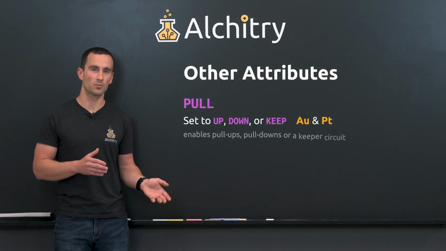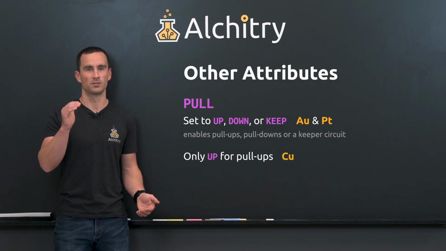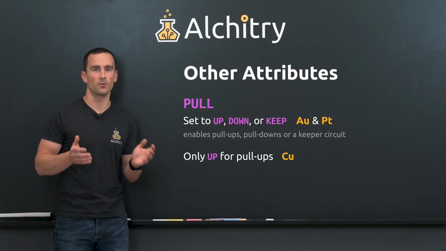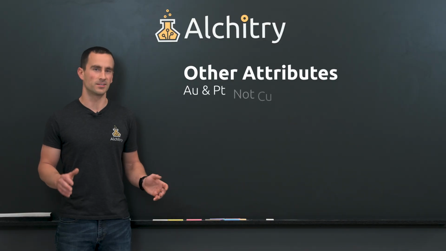The pull attribute can be set to up, down, or keep on the AU or PT to enable pull-ups, pull-downs, or a keeper circuit. The CU only supports up for pull-ups. A keeper circuit will switch between a weak pull-up or a weak pull-down depending on what the current state of the pin is. Some attributes are supported on the AU and PT, but not the CU.